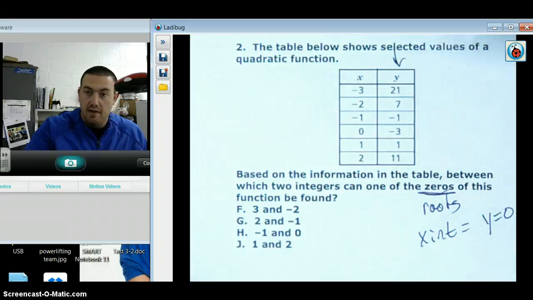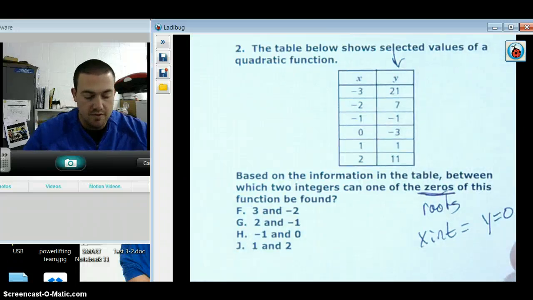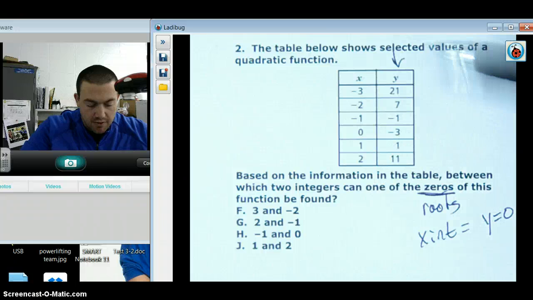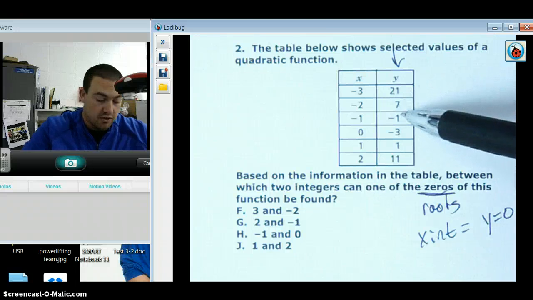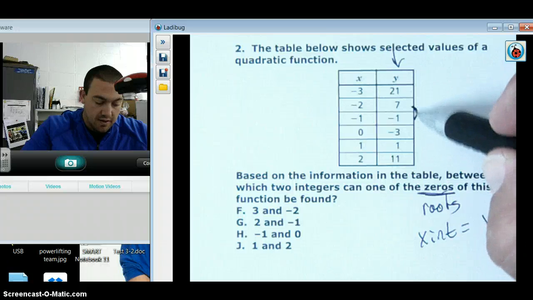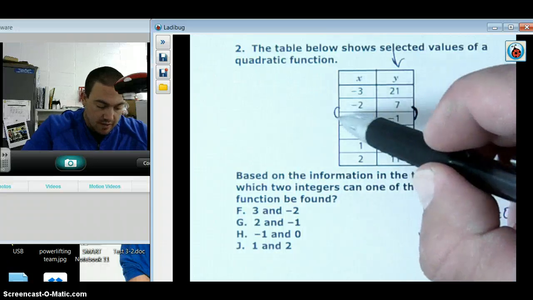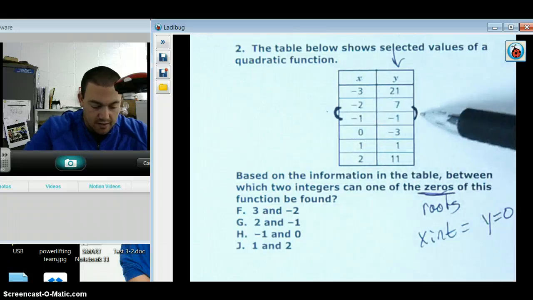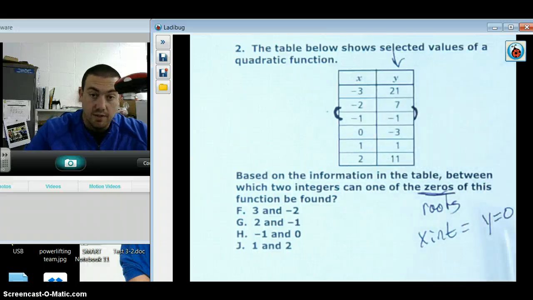So let's look at the y values. All your y values are stuff other than zeros. But remember, this is just selected values of your quadratic. Well, in between what values on the y would we find a 0? In between 21 and 7? No. In between 7 and negative 1? Yeah, you sure would. There's a 0 right in between there. Well, right in between there corresponds to right in between there for the x values. Remember, the x-intercepts are the x values where y is 0. So whatever x values are in between those, that's going to be a possible 0. But that's not the only place.